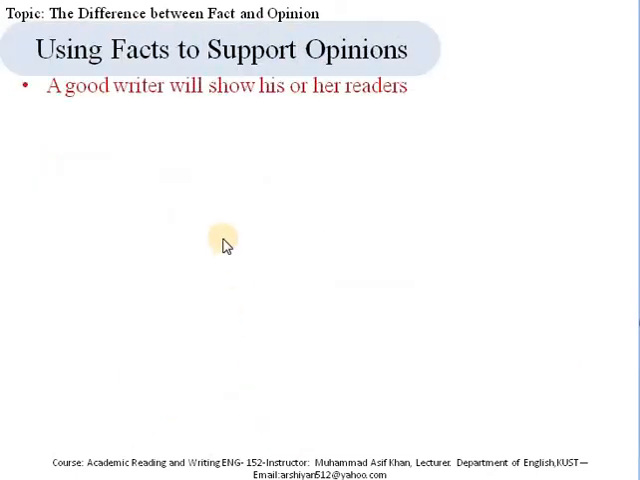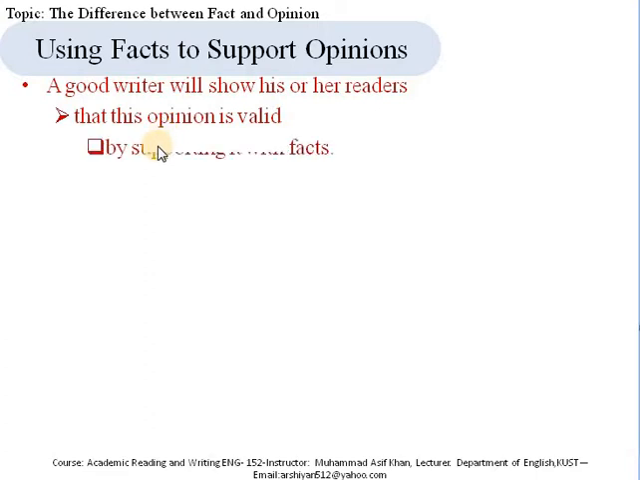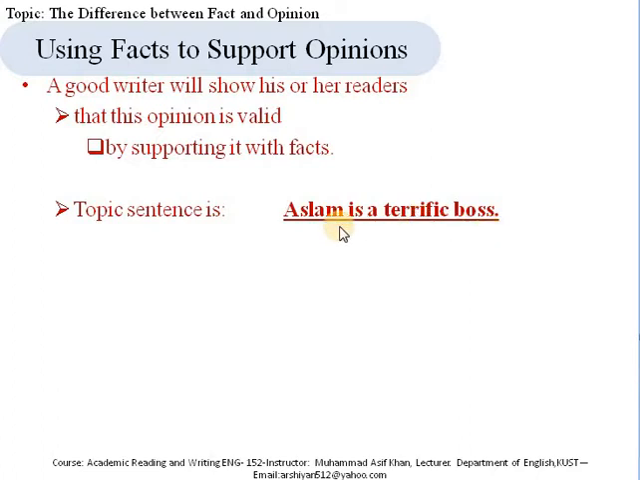Let's see, Aslam is a terrible boss. This is another good topic sentence, and it is another opinion. Now a good writer will show his or her readers that the opinion is valid, and can support the opinion with valid facts. For example, the topic sentence is Aslam is a terrific boss. So we can add facts to this very opinion, and we can bring facts to support it.